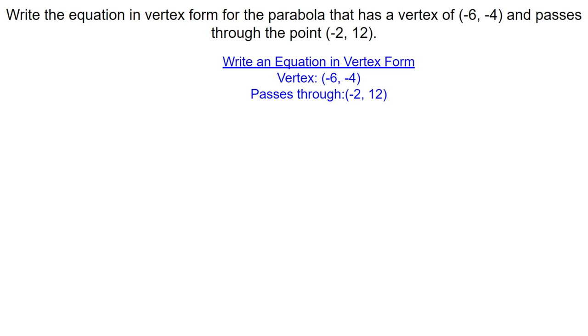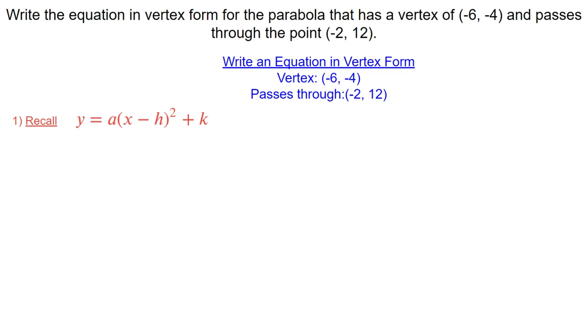Write the equation in vertex form for the parabola that has a vertex of (-6, -4) and passes through the point (-2, 12). So we're writing an equation in vertex form. We have the vertex at (-6, -4), and we know that this passes through the point (-2, 12).